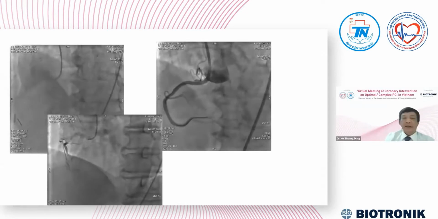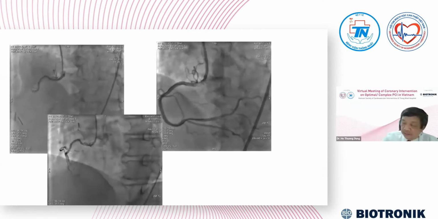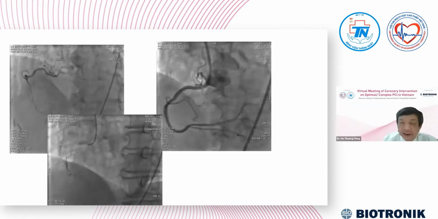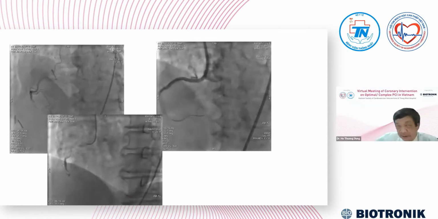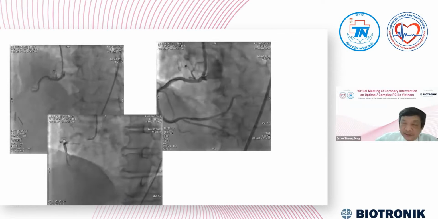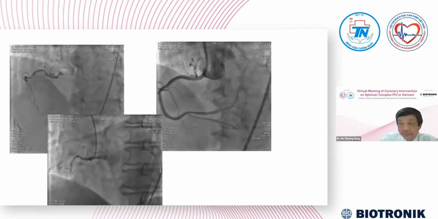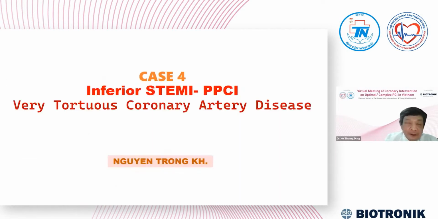So in this case, we have some learning points. The order of stenting in the tortuous lesion: sometimes we must stent the proximal segment first. And the case number 4. I think I'm out of time.